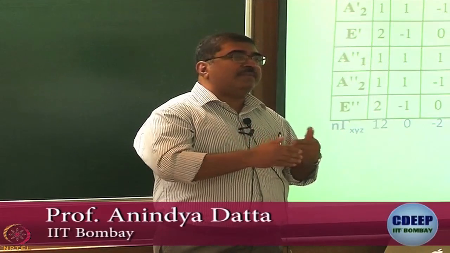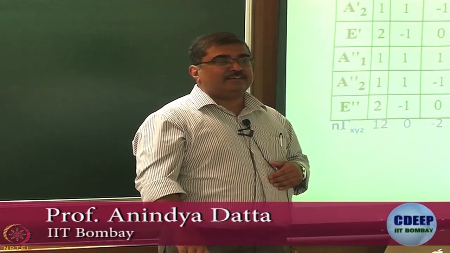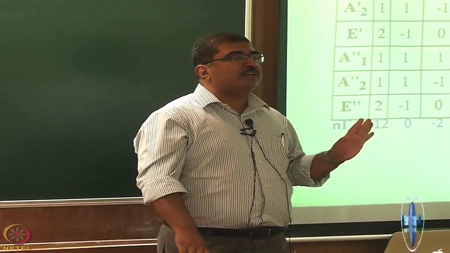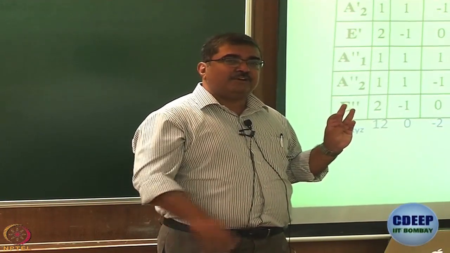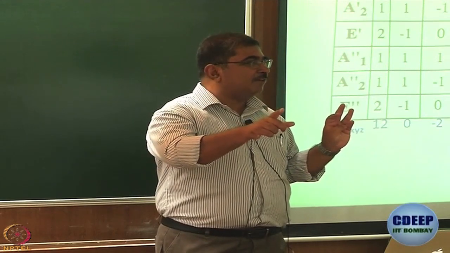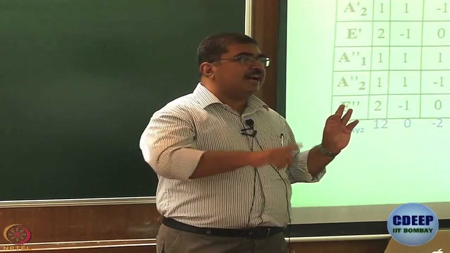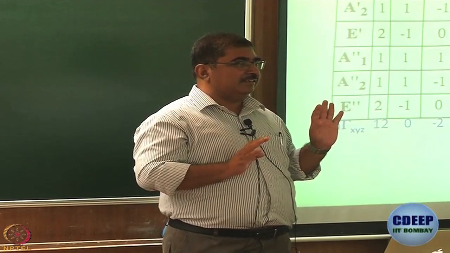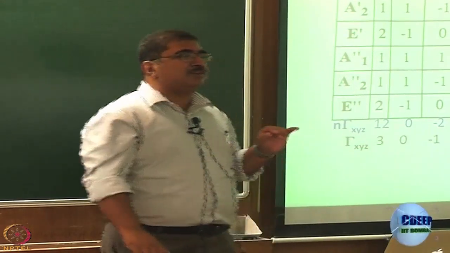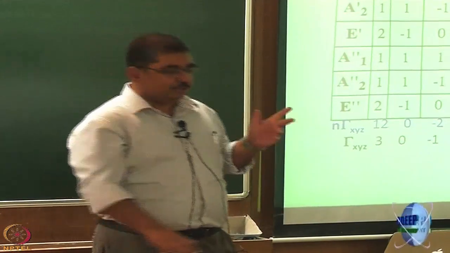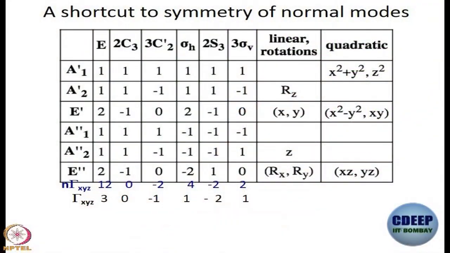How do I do that minus 6 from here? What are the 6 coordinates that I have to deduct from here? X, Y, Z for translational motion, movement of the center of mass, and Rx, Ry, Rz, right? So this is your gamma xyz, you have worked out already. What is gamma rot? Gamma rot means the reducible representation using Rx, Ry, Rz as the basis. Can you work that out for me?